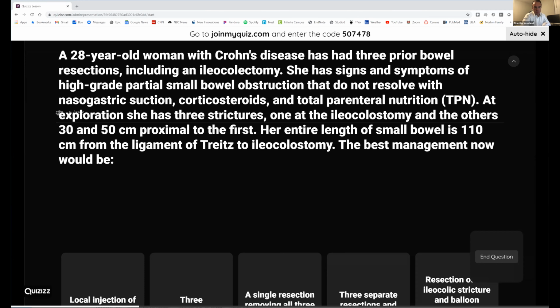She has 3 strictures. One is at the ileocolostomy, and the others are 30 and 50 centimeters proximal to the first. Her entire length of small bowel is 110 centimeters from LOT to ileocolostomy. The best management now would be local injection of corticosteroids, 3 separate stricturoplasties, a single resection removing all 3 strictures, 3 separate resections and anastomoses, or resection of the ileocolic stricture and balloon dilation of the proximal strictures. For some reason I can't see the answers well.